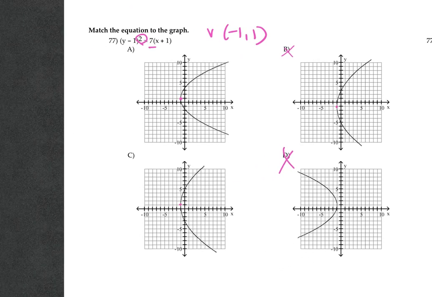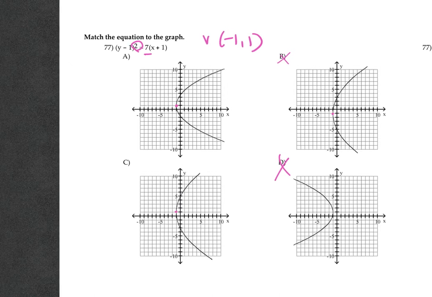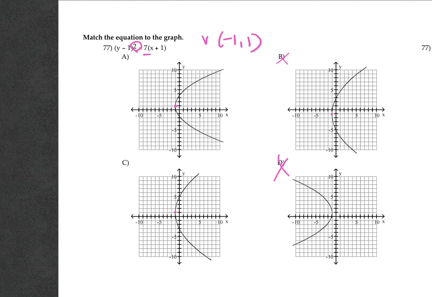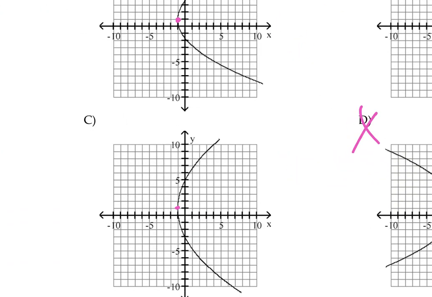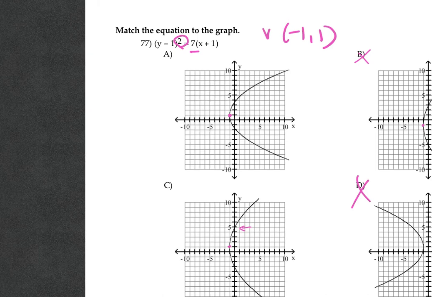So then when I'm looking between A and C, I could find either. I could find the y-intercept by plugging in 0. I could find the x-intercept by plugging in 0 for y. An easy way to determine if it's A or C is just to plug. You could plug in for the x, but it's going to be even easier to plug in for the y. So let's say I plug in 5 to see if it crosses through here.